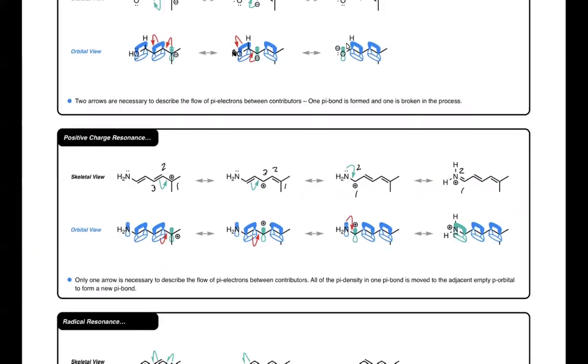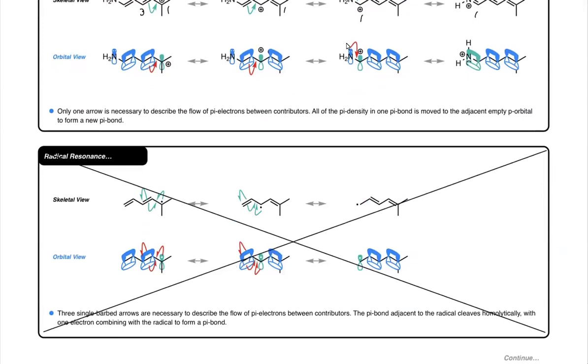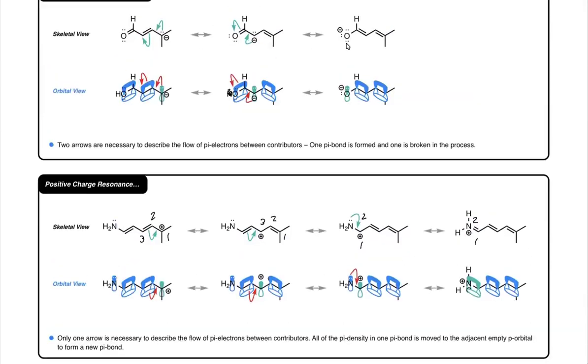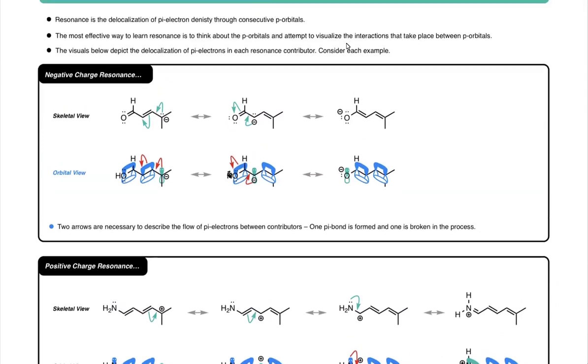All right? And for now, we're going to skip over radical resonance. Again, we'll cover that towards the end of the course when we go through radicals as a chapter topic. So take whatever time you need to fully ingrain this in terms of tracking the skeletal and orbital view. I personally find that's helpful to validate why we push the arrows in the way that we do.